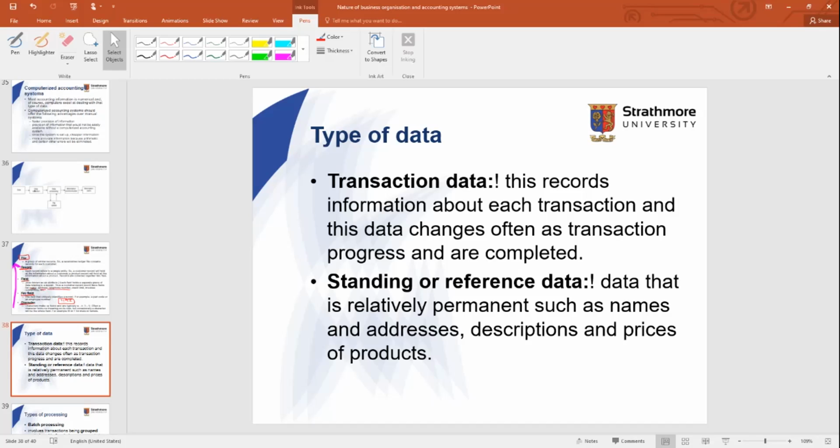You have to be quite careful. They're not permanent, by the way. They're not always permanent. Just take note, they are relatively permanent, that is the term to use here. They can change. The company's name does not always remain static. It can change. If the customer is a company, they can change. Even individuals themselves can change their name.